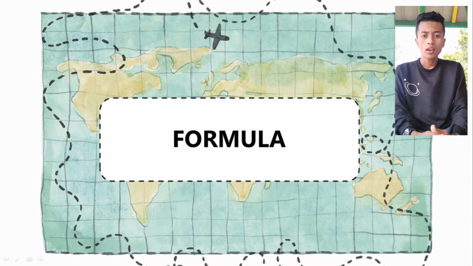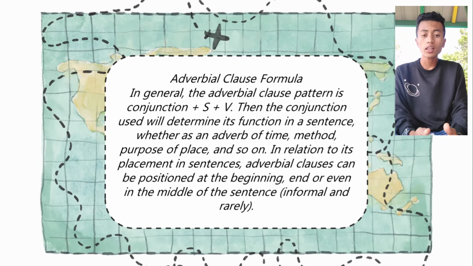And the next, adverbial clause formula. In general, the adverbial clause pattern is conjunction plus subject plus verb. Then the conjunction used will determine its function in a sentence, whether as an adverb of time, method, purpose, place, and so on, in relation to its placement in the sentence. An adverbial clause can be positioned at the beginning, or even in the middle of the sentence, or at the end, informal and rarely. Maybe that's all.